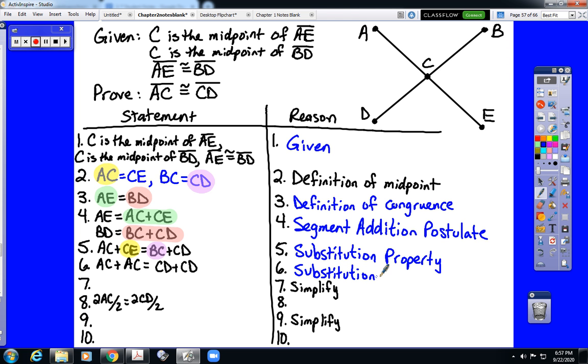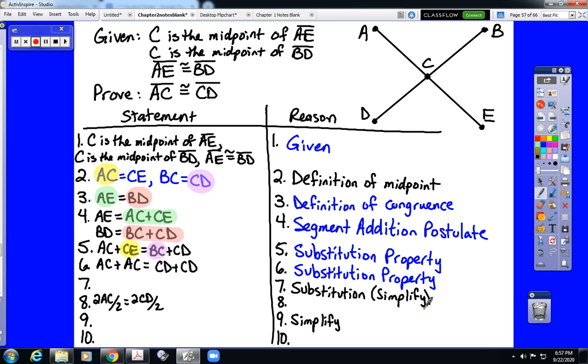Now, I'm a little bit annoyed with myself for allowing myself to be so informal in step 7. I should not have written simplify. What I should have written there was substitution (simplify). Okay, it should say substitution with simplify in parentheses, because we're using the substitution property, but not the same way we just did. We're not plugging one thing into another.